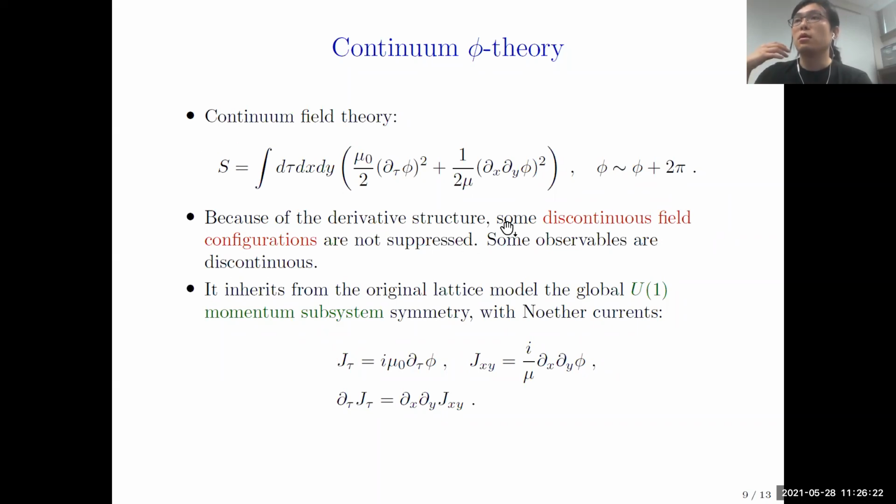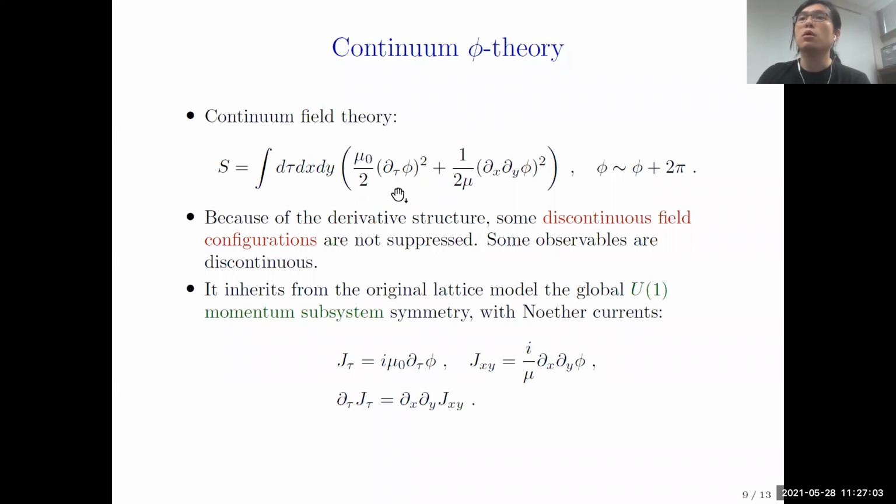So let's understand its global symmetry as before. This continuum field theory has a U1 momentum subsystem symmetry, which shifts phi by a function of x and a function of y. And the Noether's currents of its subsystem symmetry include two components, j tau and jxy, and they obey a non-standard current conservation equation. Here I call it non-standard because on the right-hand side, we see that it's dx dy of jxy. And it is precisely because of this dx dy structure that this makes the symmetry not an ordinary symmetry, but a subsystem symmetry.